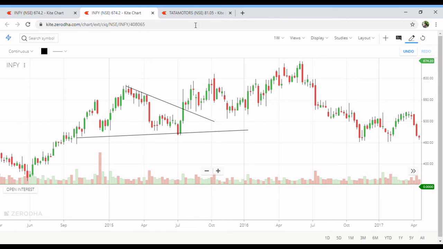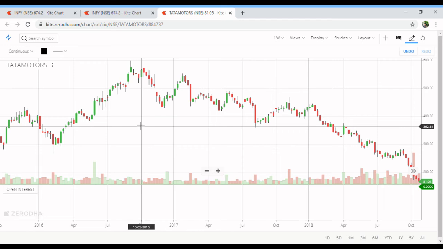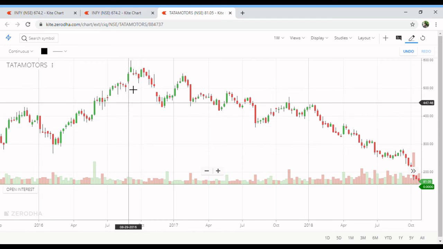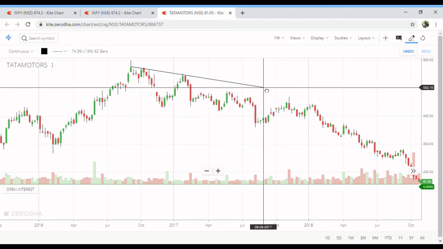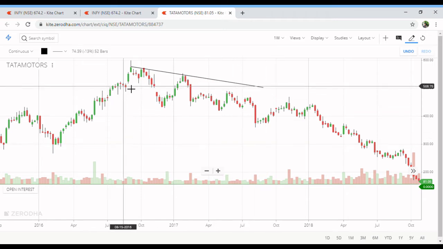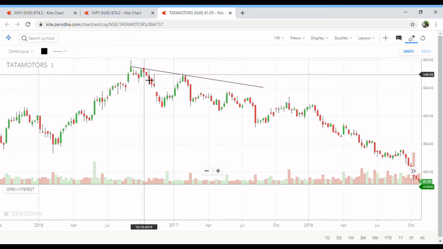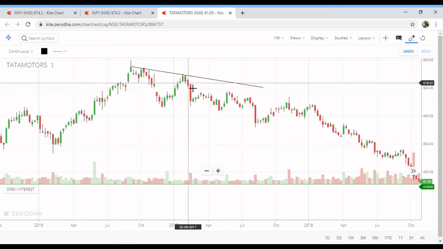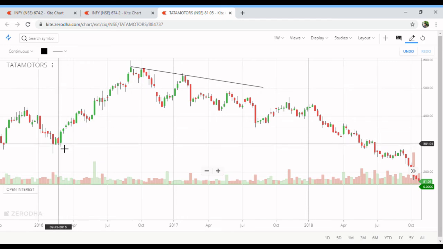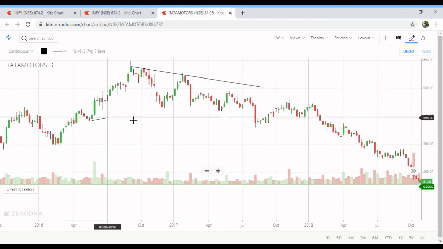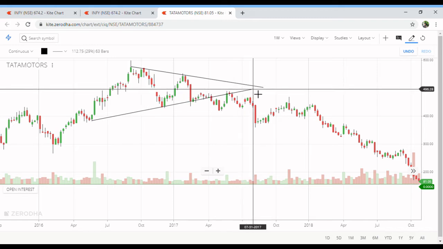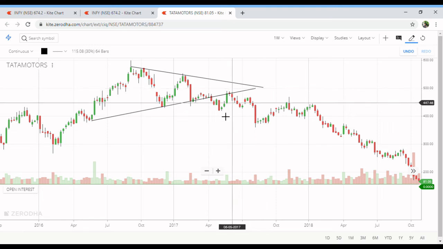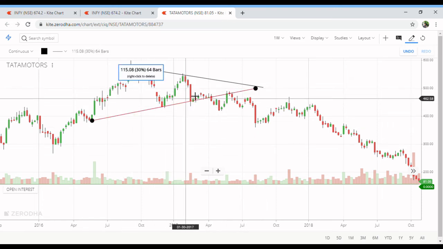Let me explain a bearish pattern as well. Here you can see a weekly chart of Tata Motors. I'll connect the multiple highs, and you can see that the highs have been moving lower and lower over time. Now I'll connect the lows. Here you can see the lows have also been moving upward going forward.